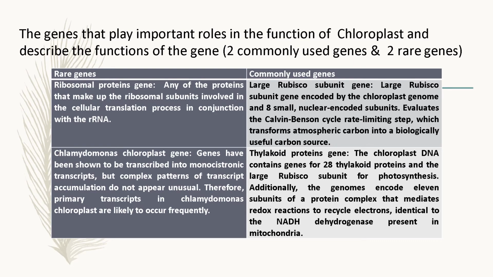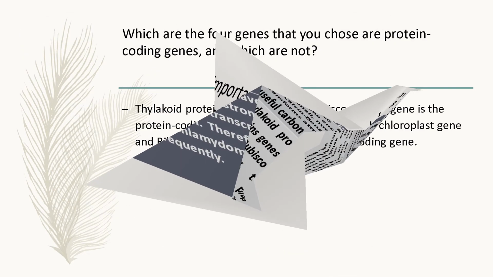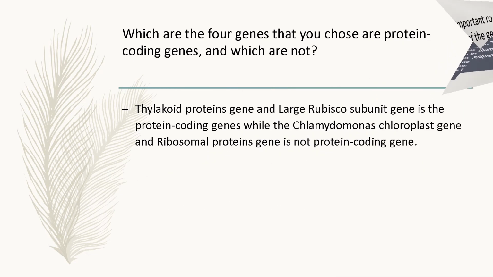Next slide: which of the four genes that you chose are protein coding genes and which are not? The thylakoid protein gene and the large Rubisco subunit gene are protein coding genes, while the Chlamydomonas chloroplast gene and the ribosomal protein gene are not protein coding genes.